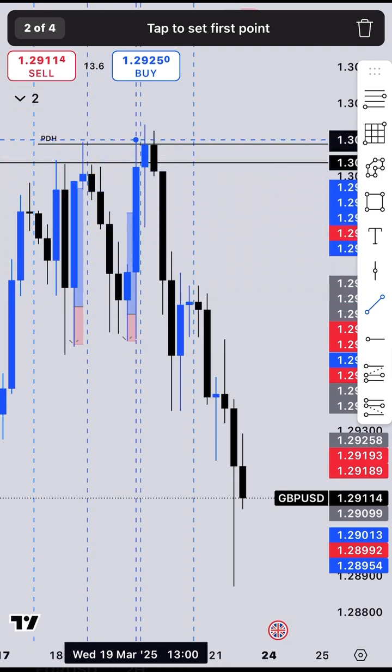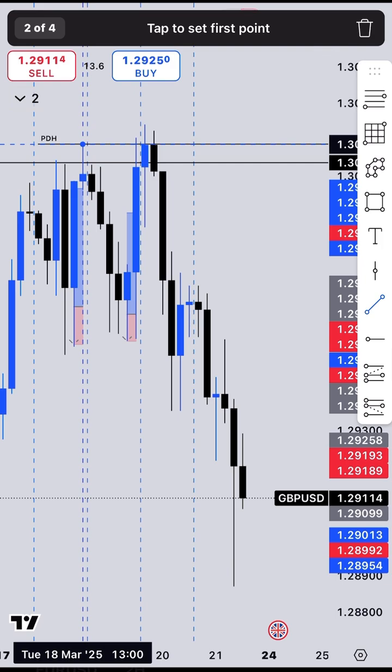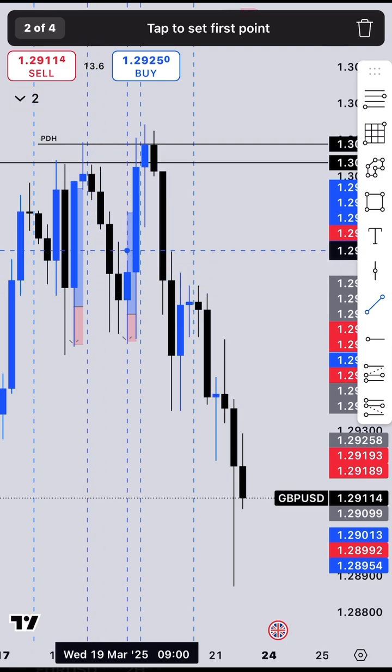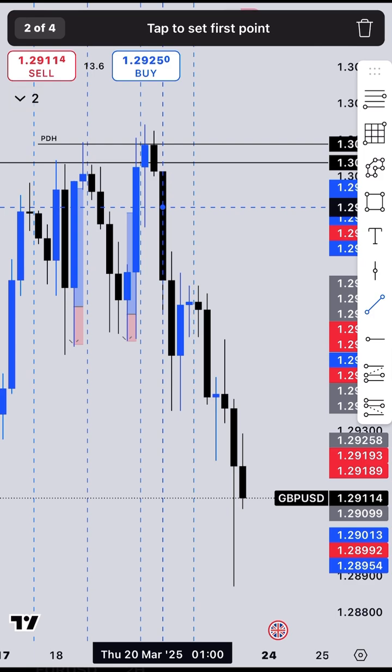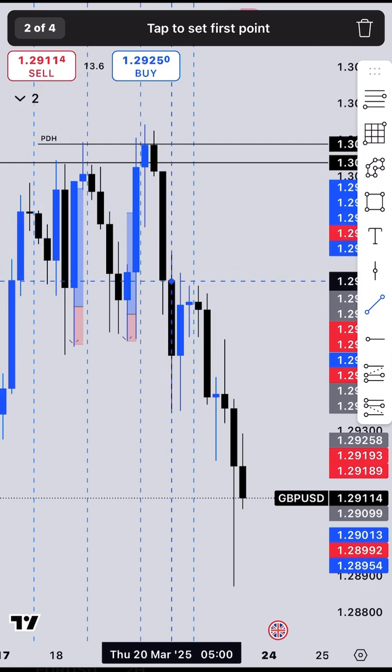So what did I do? I marked out this candle that took out this liquidity, that took out this high. If you go to the 1 hour time frame, you should be able to enter from here. But this time, because I always follow timing, which is London and New York session, this is not a timing like London or New York is on. So I left it and I waited till New York.